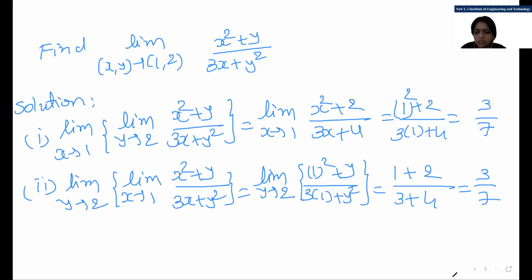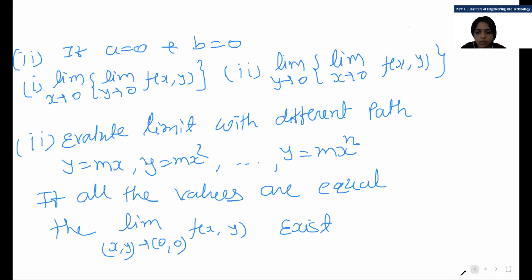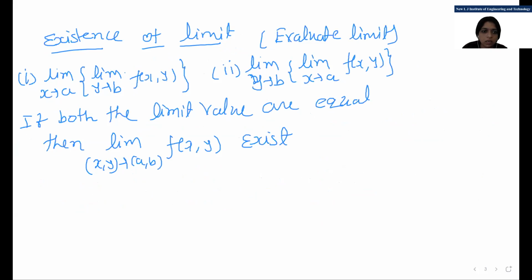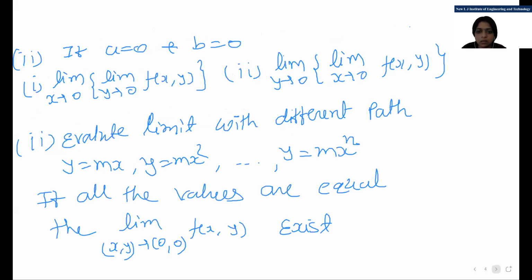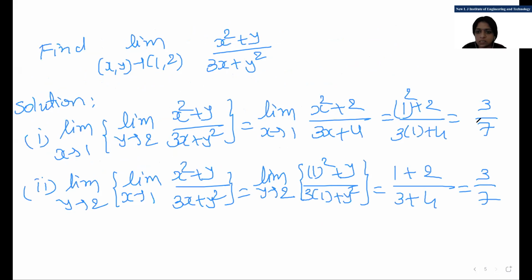See, as I told you, if a and b both are not 0, 0, if both limit values are equal, then limit exists. It means here limit exists, and what is our limit? That is, the limit for the given function at 1, 2 is 3 by 7. Therefore, limit exists, right?